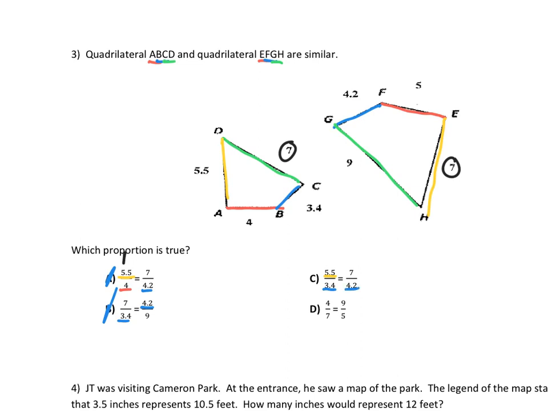So the 5.5 and that 3.4 are both off of figure 1. That looks pretty darn good. Now, 4.2 is off of figure 2, and let's see if a 7 will work for us. Yep, 7 on the right, on the figure on the right, is also yellow. This one looks pretty dang good. Let's check out D just in case.